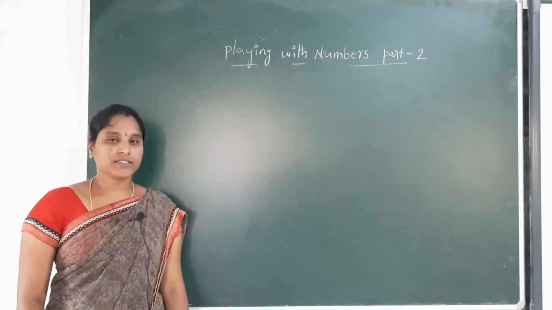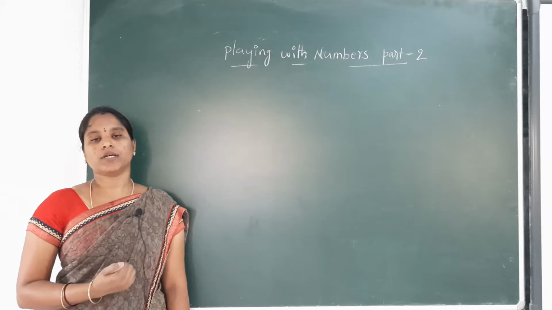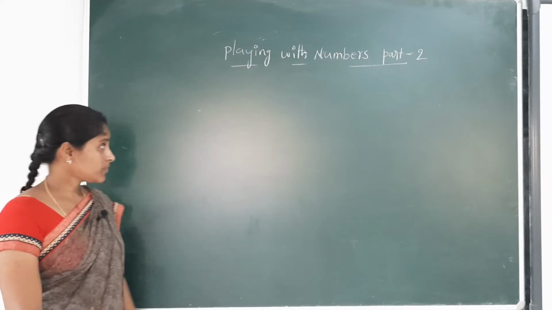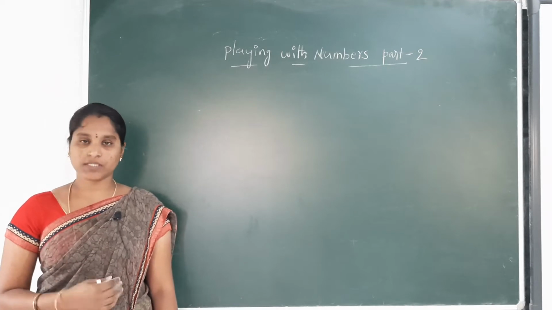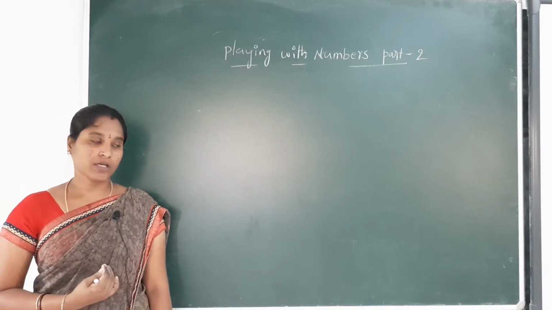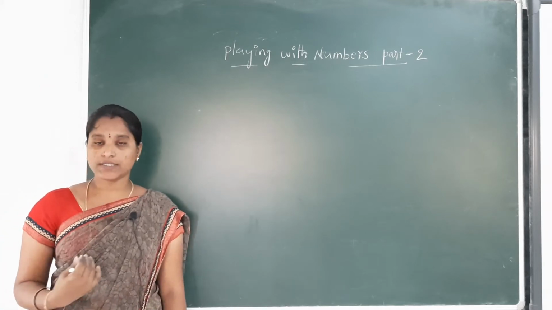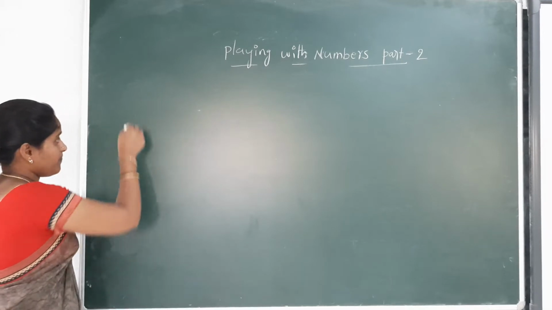Hello friends, next we will continue our previous class. Now we are going to learn about some definitions. For example, what are even numbers, why we call them even numbers, what are odd numbers, what are prime numbers, what are composite numbers. We are going to discuss these definitions. First, what is an even number?